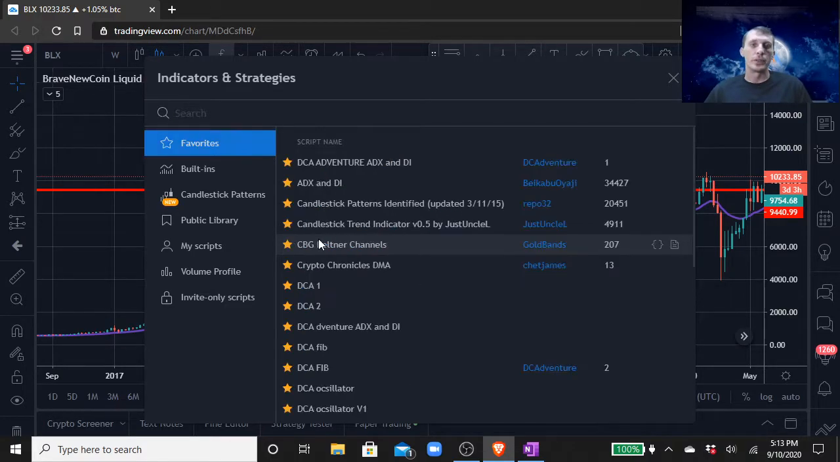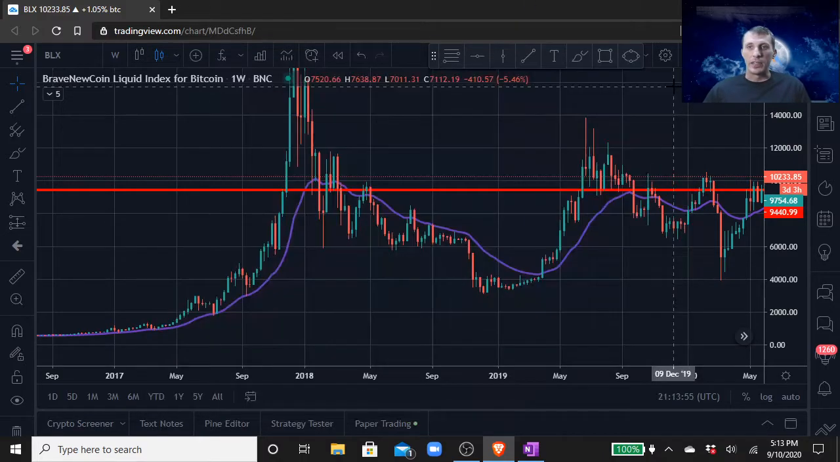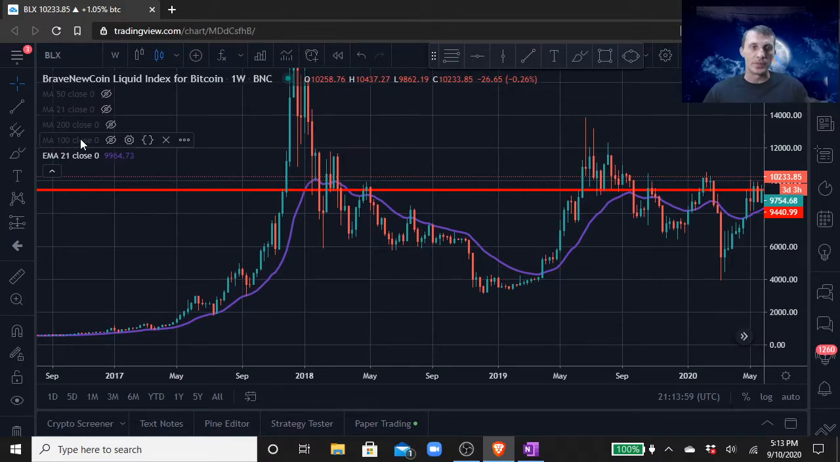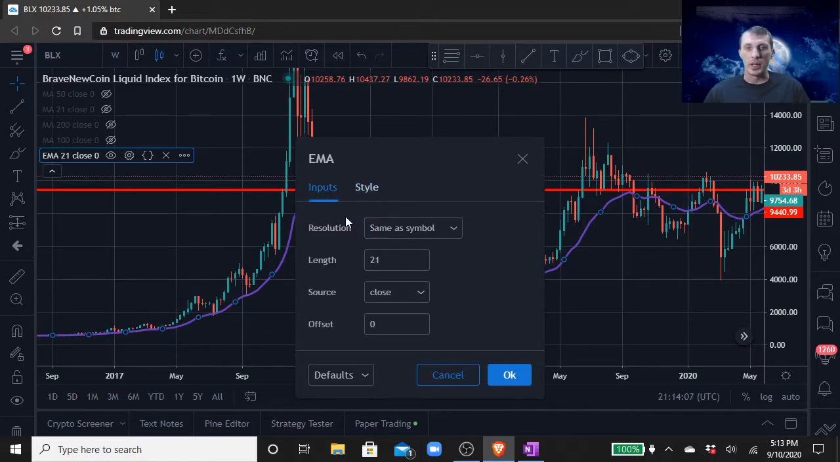But to get to the exponential moving average, you have to put MAE in. Okay, so moving average exponential. And then you're going to want to click that. And in the settings, you're just going to work it just like we do the rest of our moving averages. You'll just go into your little setting tab. Your style, I made this one purple, made the line big. For my input, you're going to put 21 and then just click OK.